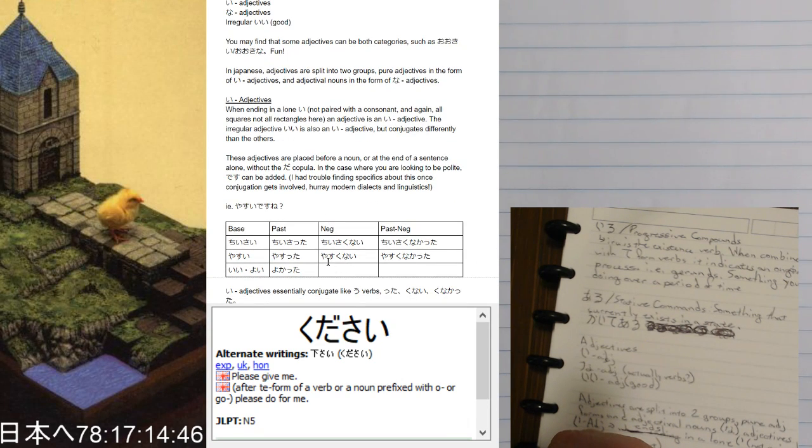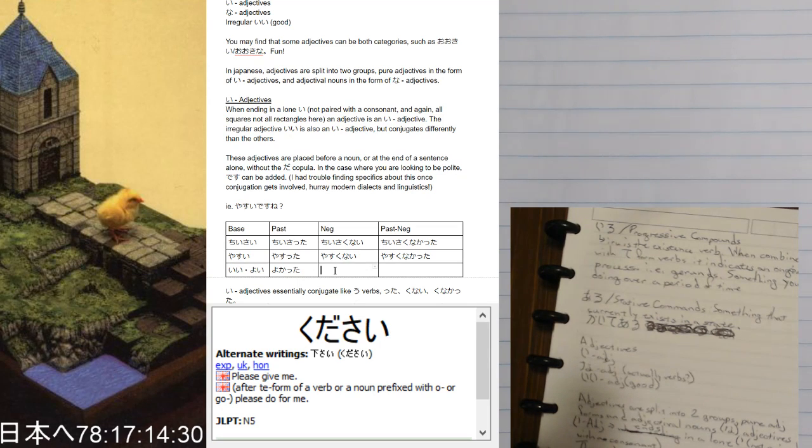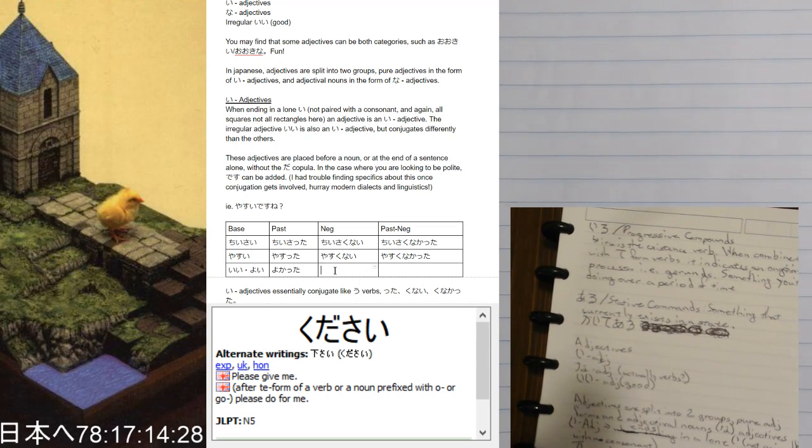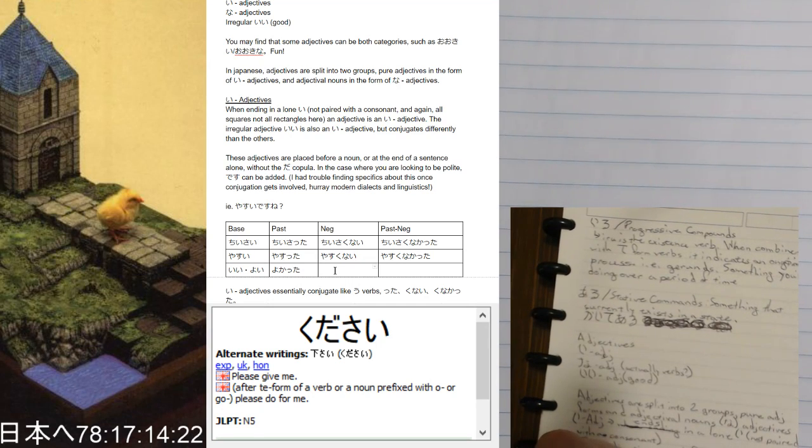So the reason the i adjective is not considered a noun is that you don't combine it with the da copula. It can technically be combined with the desu copula for the sake of politeness.